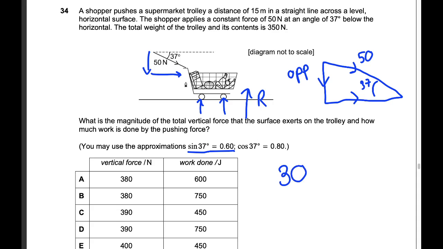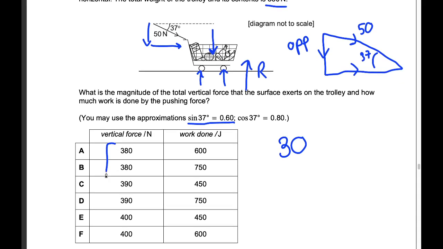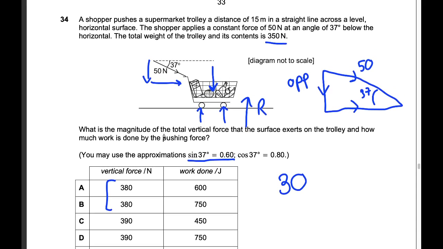But that's not the only force pushing down. We also have the weight of the trolley and its contents, which is 350 newtons. So one of these vertical forces is 380. So it's one of these two. Now we need to work out our work done. So if the opposite side was 50 sine 37, the adjacent side is going to be 50 cos 37. In fact, I think this is actually a 3, 4, 5 triangle. This is going to be 30 there, and that's going to be 40 there. So it's just the 3, 4, 5 triangle, but scaled up by a factor of 10.